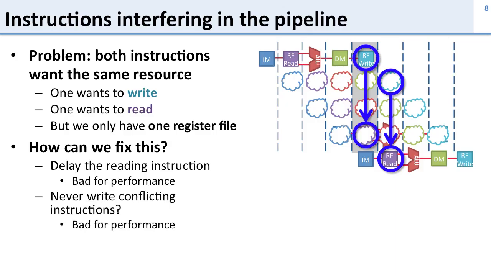We could also try never writing conflicting instructions. So this is not great because we have a register-to-register architecture, and if we limit which instructions we can use, we're going to get bad performance. Or we could cheat. So there's another solution to this, which is actually by changing the register file.